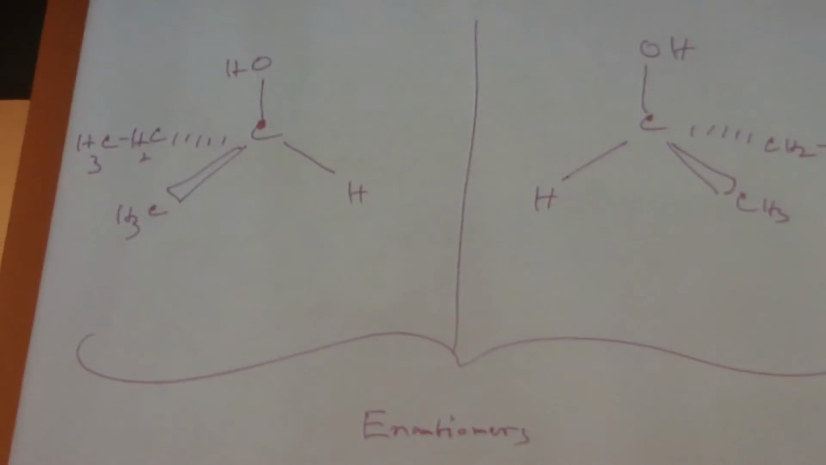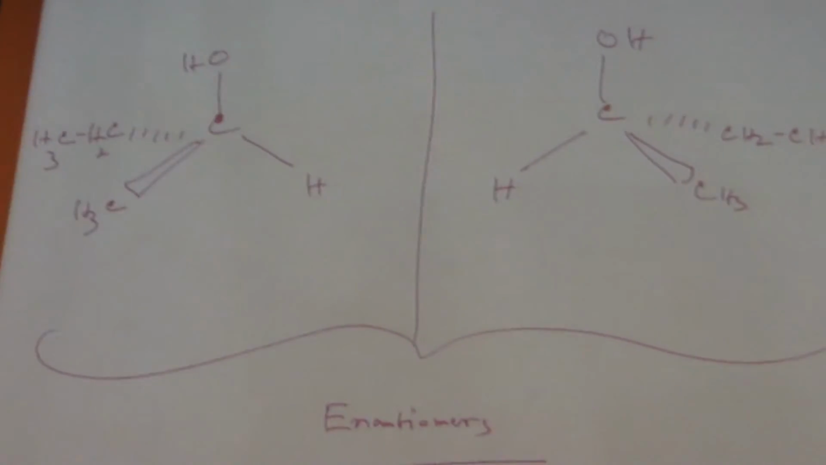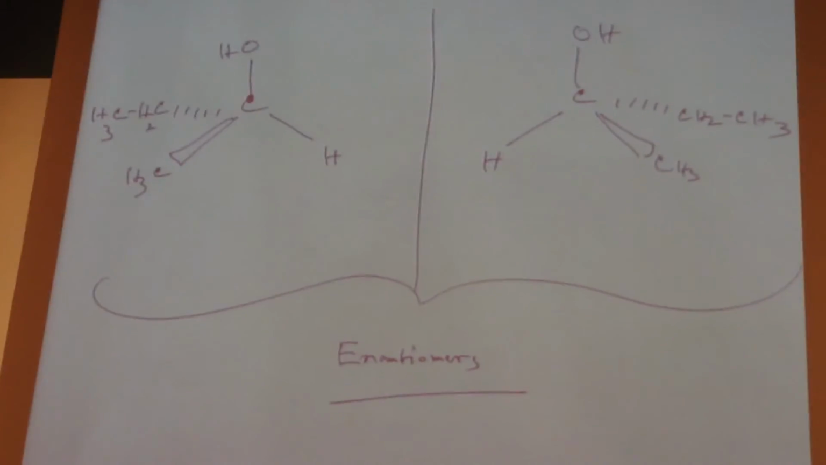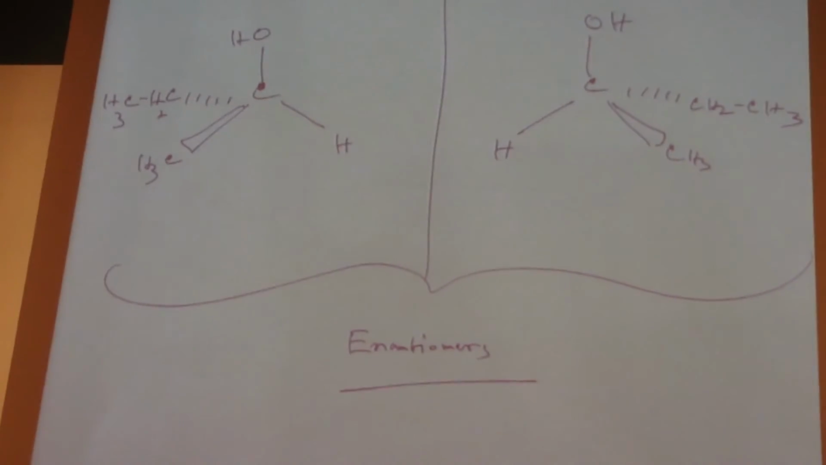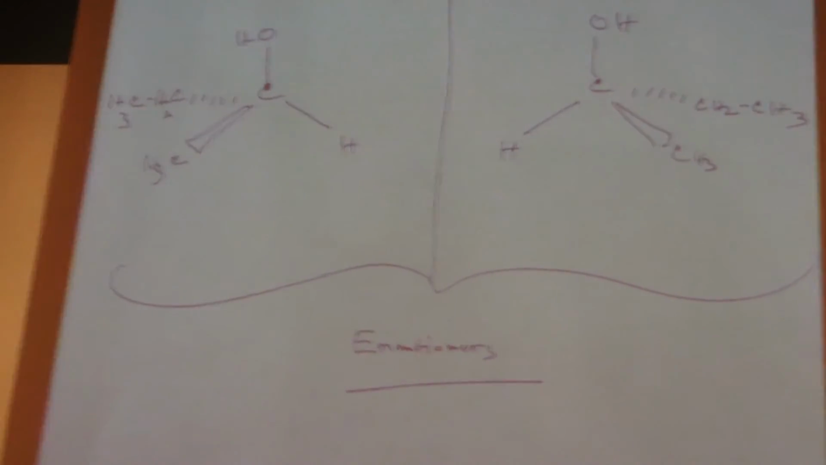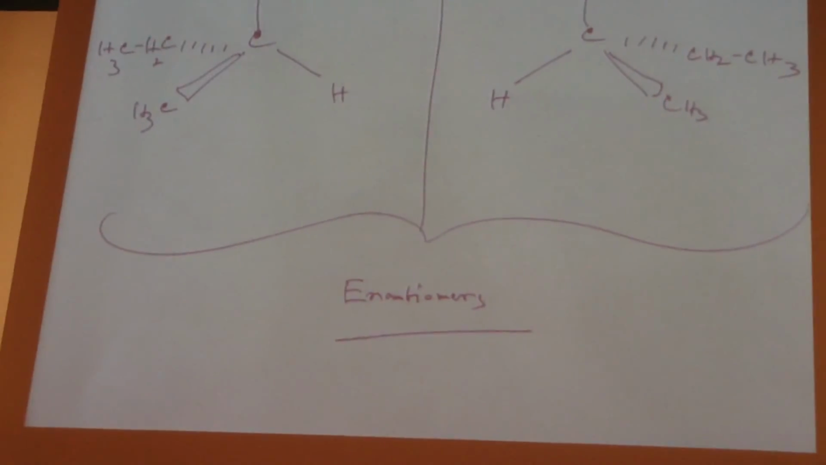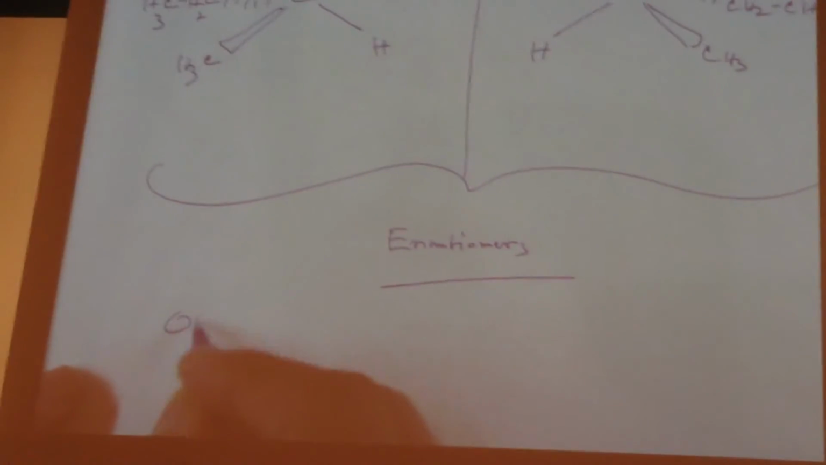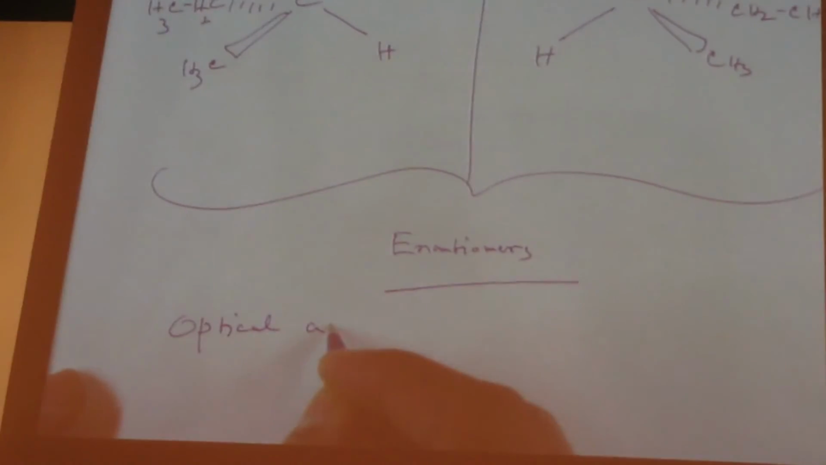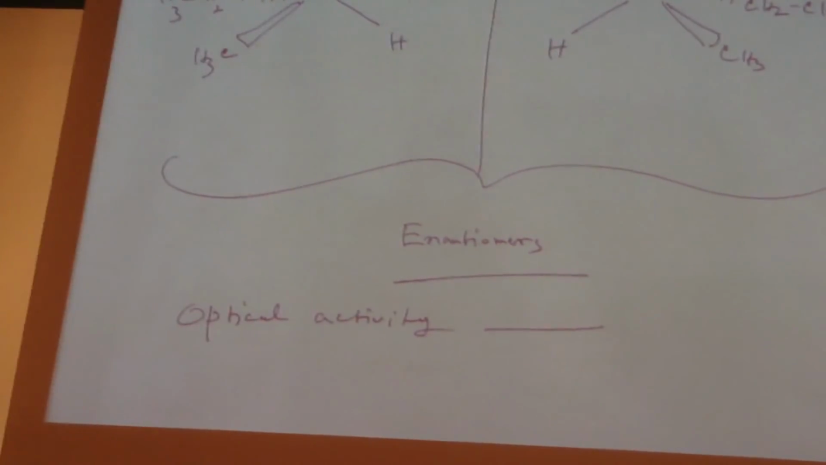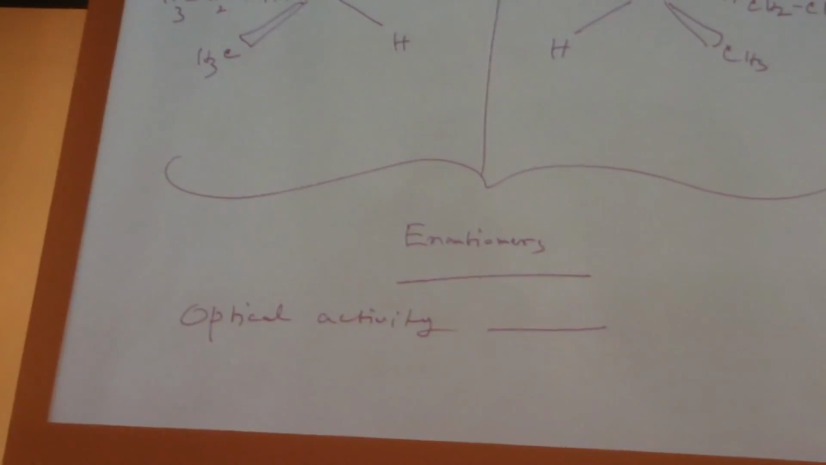Now, in terms of their properties, it turns out that if we take either one of those two and list their properties, they're almost nearly identical in every aspect, except one. They have different optical activity. And in the next class, I'll describe what optical activity is, and then go from there and describe other types of chirality related issues. Okay?